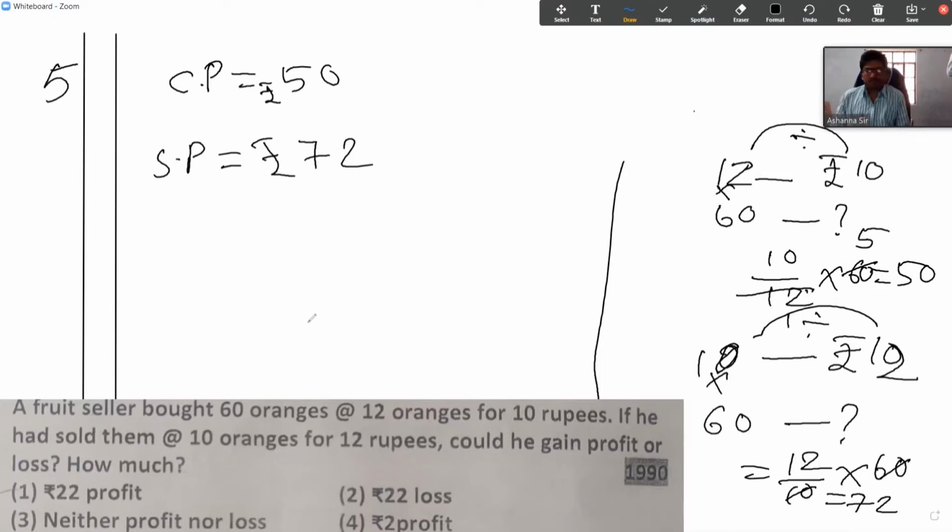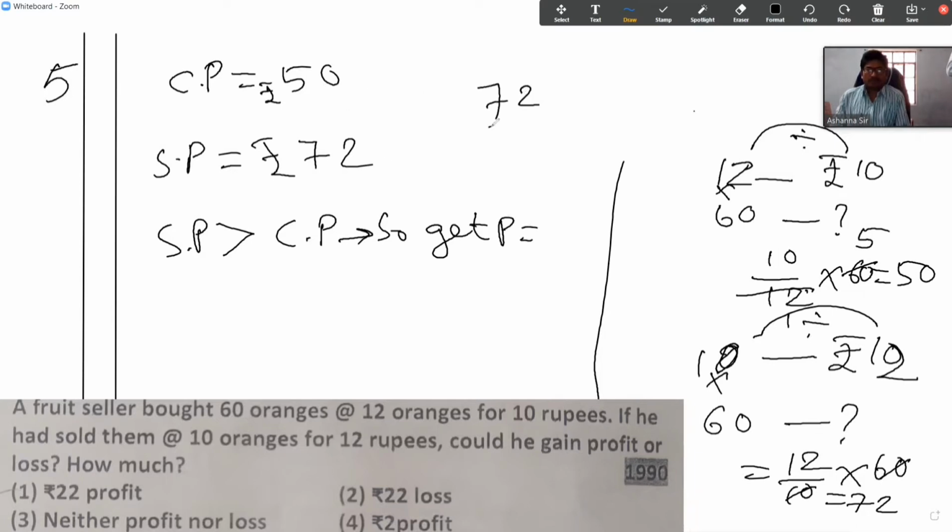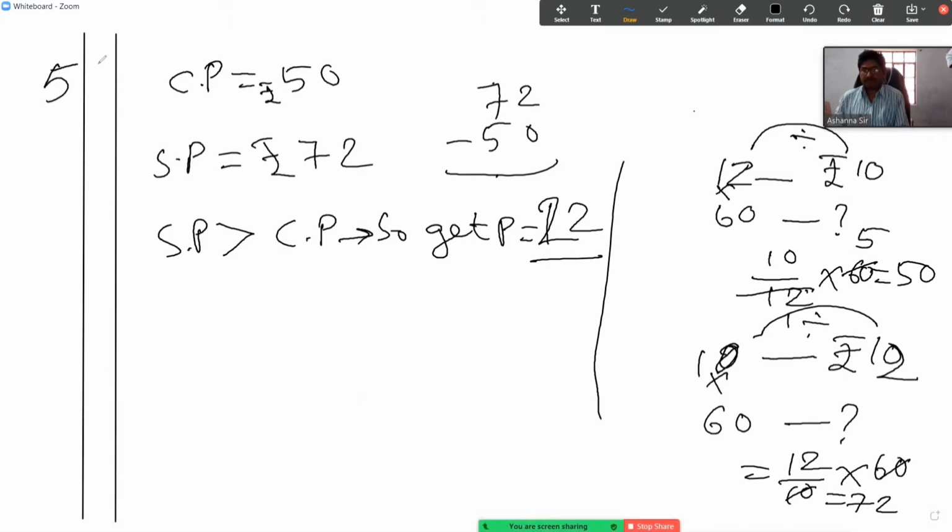72 rupees. So here selling price is greater than cost price. So then you get profit. How much profit? 72 minus 50. Oh sorry, 72 minus 50, 22 rupees profit. Option 1.